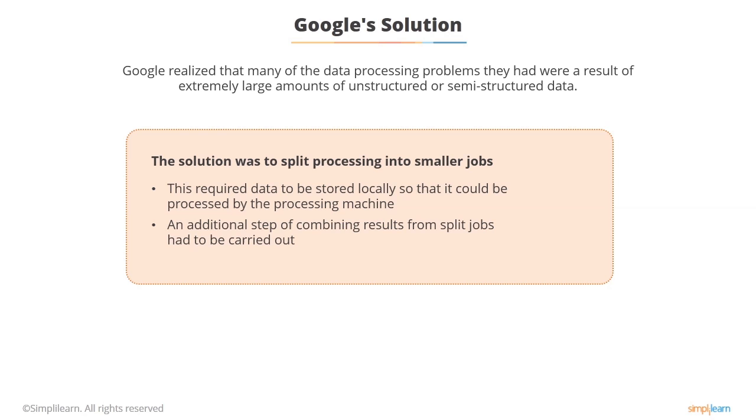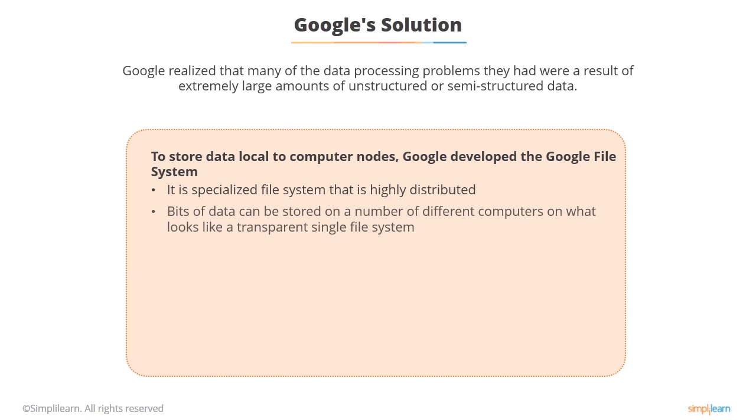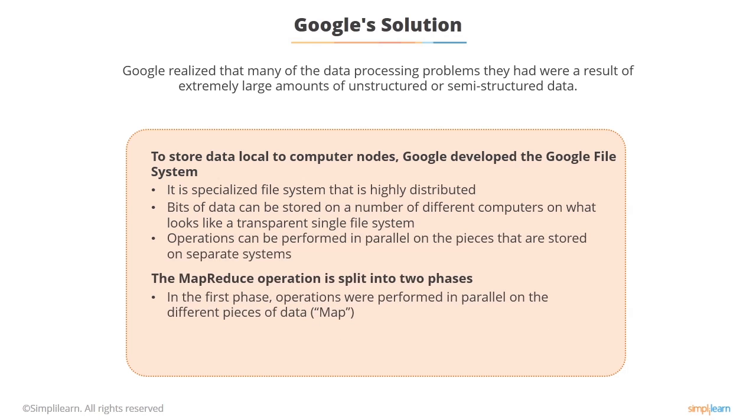It doesn't want to be done on the same machine. So the idea is to store data on computer nodes, and they developed a thing called the Google File System, which is basically a specialized file system which is highly distributed. So you can store bits of data on a number of different computers in what looks like a transparent single file system. Data gets moved around. Typically what you do is you take the data, put it into the special file system, which then spreads it around, and then you can perform operations in parallel on each of the pieces which are stored on separate machines. The operation that is performed is called MapReduce, which I mentioned earlier.